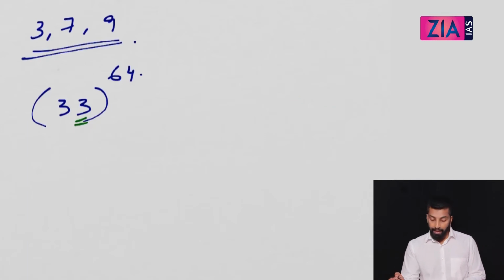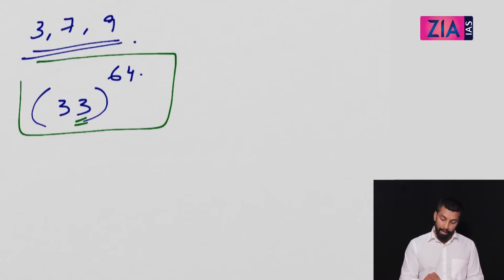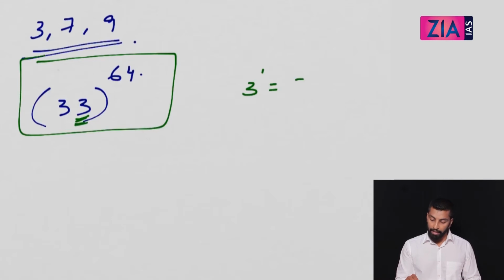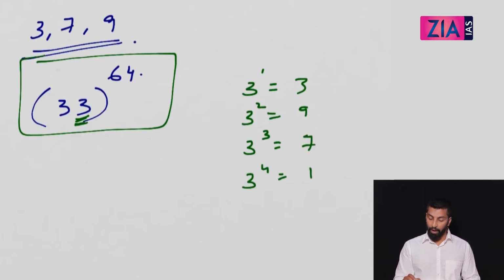What I need to do is convert the number in the bracket in such a way that it will end in 1. I hope you understood. So I need to rewrite this number in such a way that the number in the bracket will end in 1. Power can be anything. So the number here is 3. What power of 3 will give you 1? We need to rearrange. So 3 raised to 1 is 3, 3 square is 9, 3 cube is 9 into 3, 27, 3 raised to 4 is 7 into 3, 21. So 3 raised to 4 will give you 1.